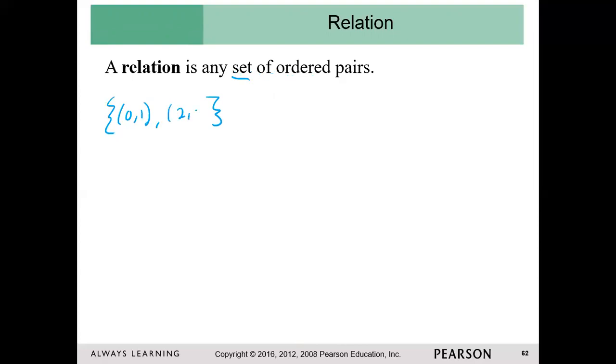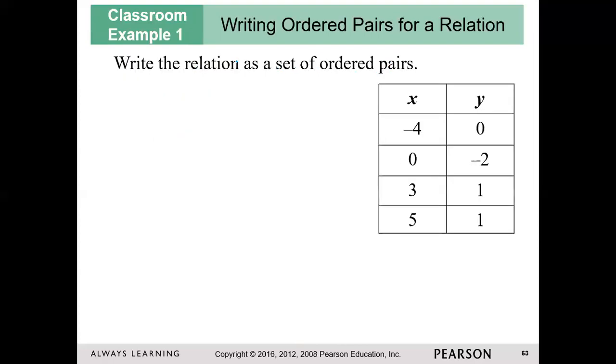So maybe something like this. This right here is a relation. It's a set because it has the curly brackets. There's two ordered pairs in there. So it's a set of ordered pairs. Very small relation, but it's a relation. It's satisfying this definition. Okay, so we are going to take this relation over here and we're going to write it as a set of ordered pairs.